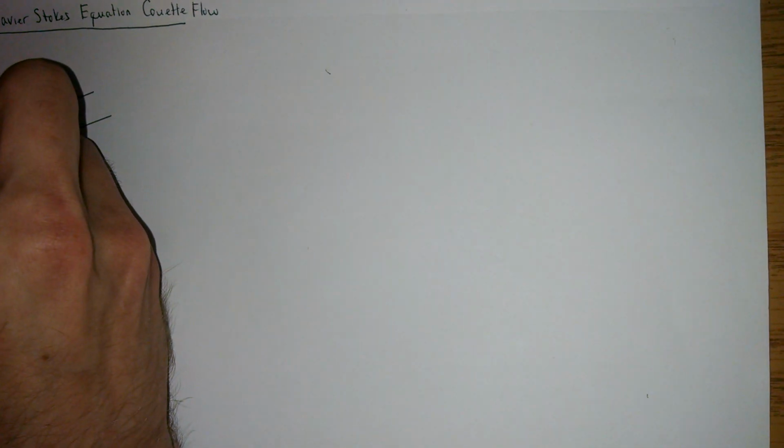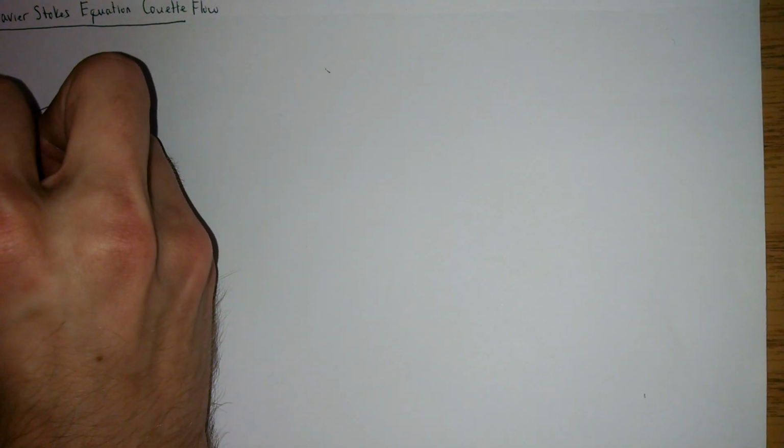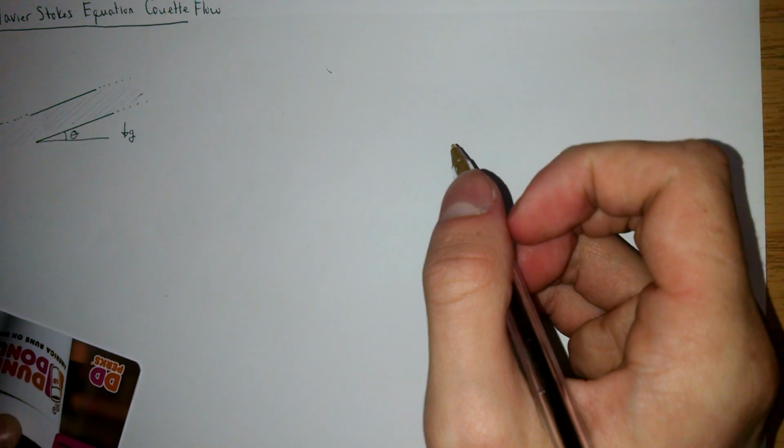So just so you know what we're looking at, we sort of have two plates parallel like this at some sort of angle. This extends indefinitely in either direction, and we have some sort of fluid running along this direction. So I'm going to have gravity acting downward, and we'll call this distance across the plates L.